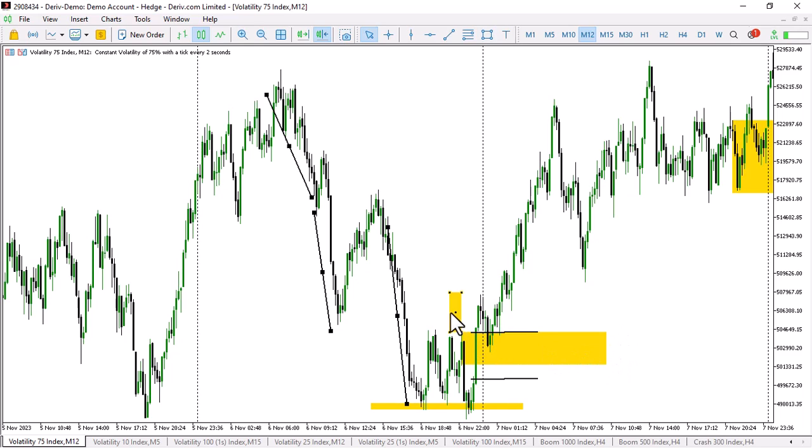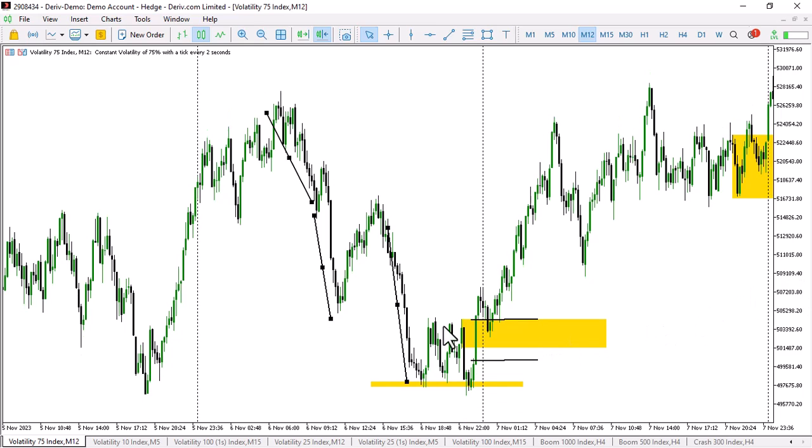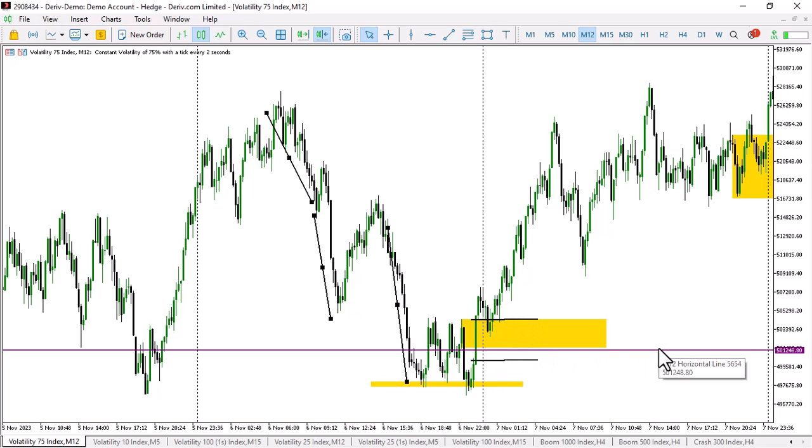So the fair value gap is for confluence purposes. Then the breaker, you use that one for stop losses. So you enter your trade in this yellow zone, then your stop loss is going below this breaker right here. So fair value gap, breaker, then price moves back into the breaker, and your stop loss is the purple line as you see in this example.